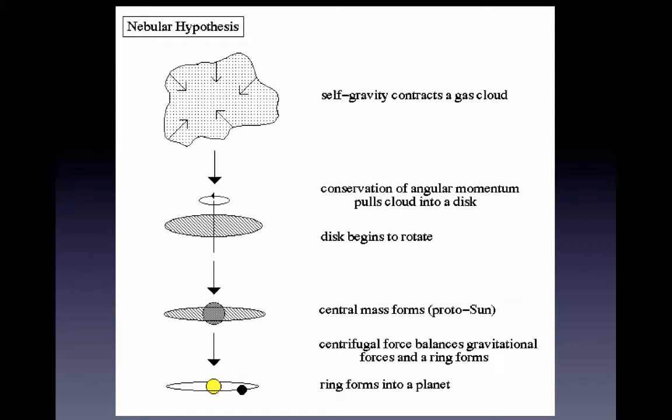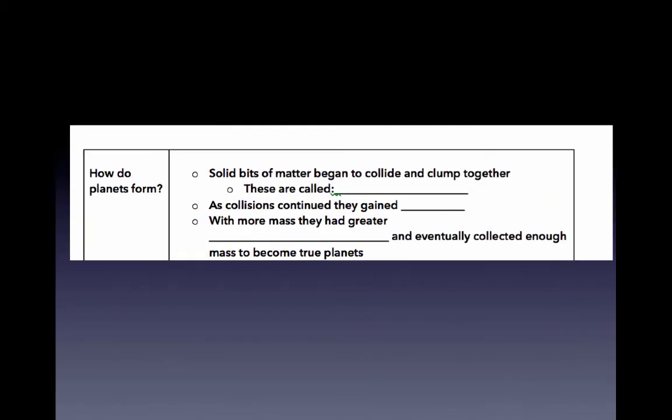Here's another view of our nebular hypothesis or nebular theory. We've got all of this gas and dust, and gravity's going to pull it in towards the center. It's going to begin to rotate. Conservation of angular momentum is going to flatten the mass of dust and gas into a flat disk. It's going to make it rotate faster. In the center, everything's going to be pulled to the center, so we get our proto-sun. And then eventually, the spinning forces and gravitational forces will balance out, and so we'll get a star with planets around it.